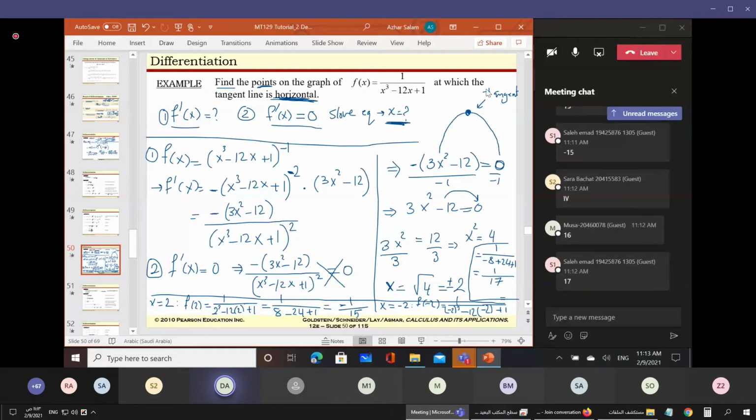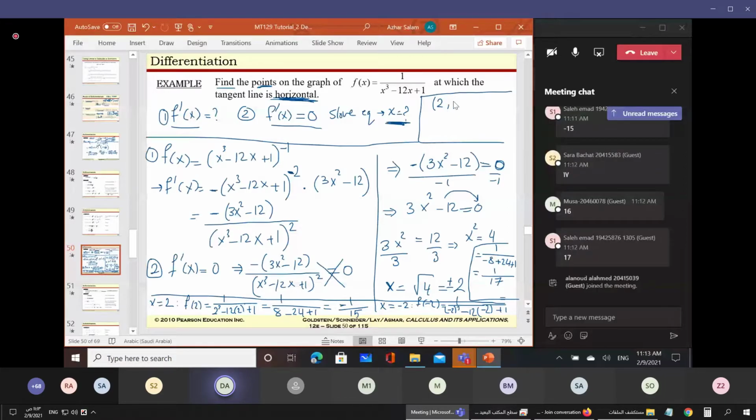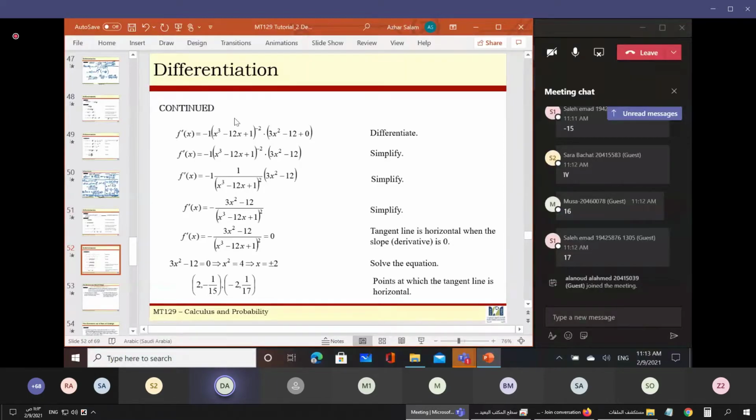The required points, I find 2 points that make the tangent line horizontal. The first one is 2, which is here 2, and -1/15, and the second one is -2 and plus 1/17. Okay, this is the 2 points of the horizontal tangent line. Okay, this is the same result.